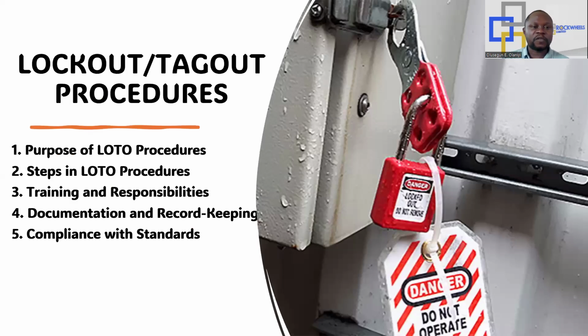So this is the purpose of lock out, tag out procedures. As for the purpose of lock out, tag out procedure, I think I've explained that. Then we have steps in LOTO procedures. There are steps that you need to carry out for your lock out, tag out: preparation, shutdown, isolation, verification, application of lock out, tag out device, release of stored energy. These are the processes of your lock out, tag out. I'm going to come again.